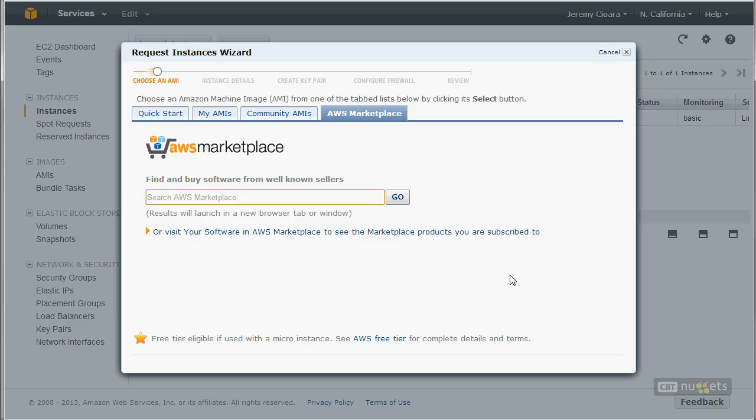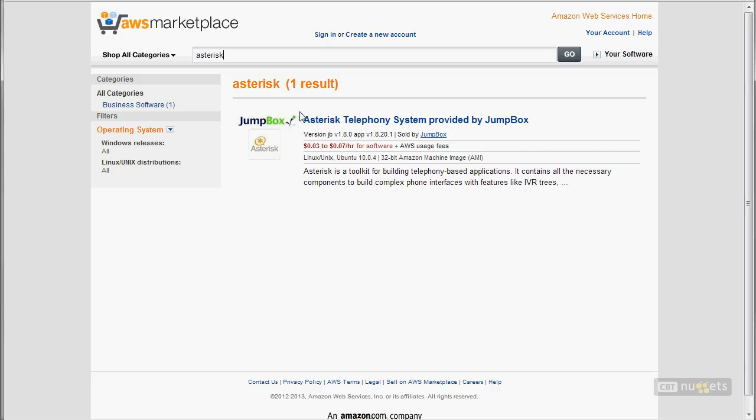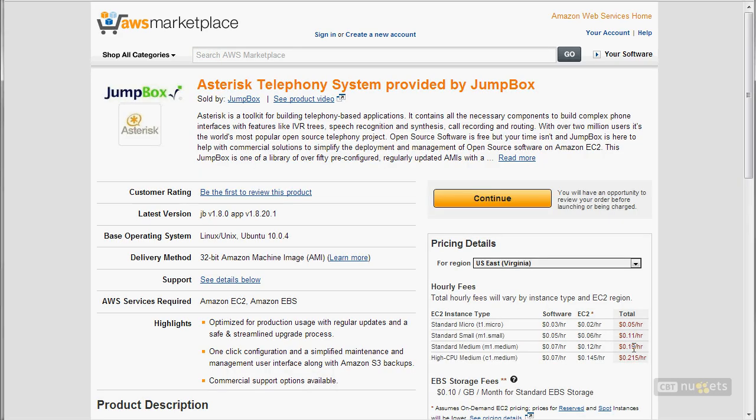So let's just say, remember I was saying Asterisk. Asterisk is a voice over IP server, and I can hit that, and it looks like right there we've got Jumpbox as the vendor who has created an Asterisk telephony system. They're saying, okay, this is going to cost you 3 to 7 cents for using our image. It's a pre-compiled, pre-set up voice over IP system in addition to the AWS usage fee. So if you wanted that, you can see instance charges and all that, total on top. So they show software and then EC2 billing on top of that, to use this kind of instance.